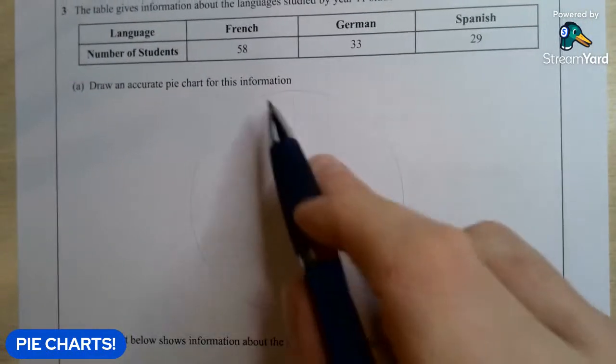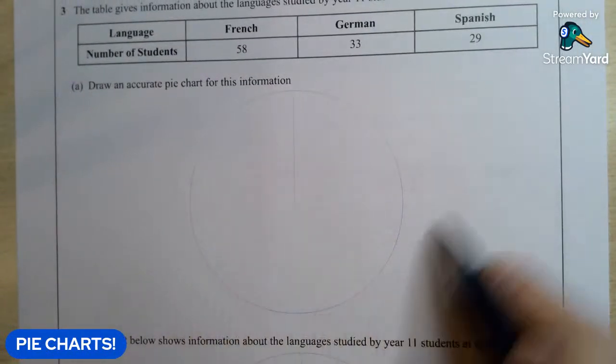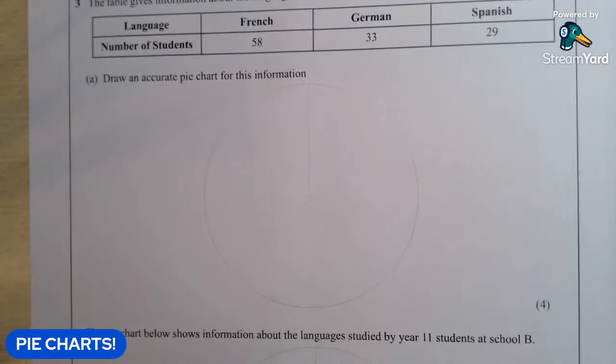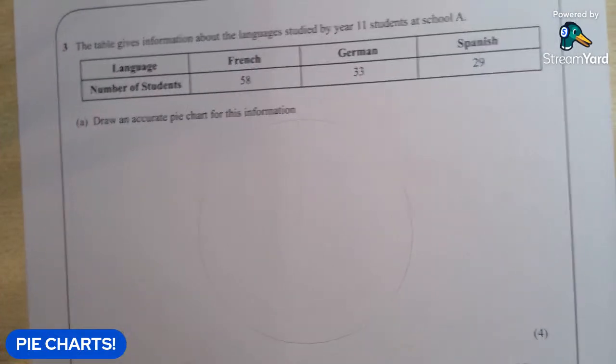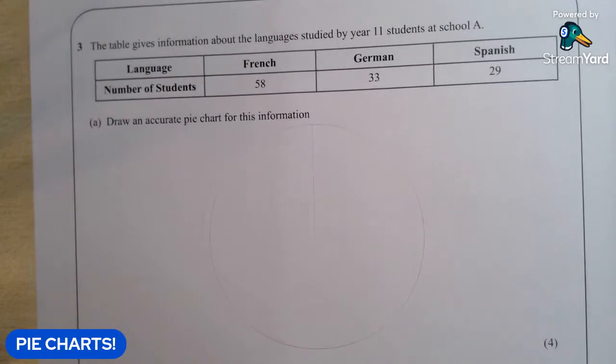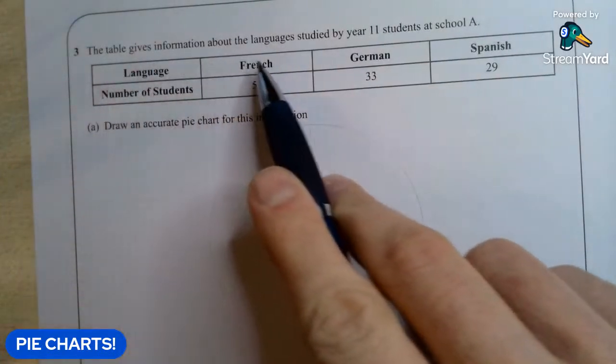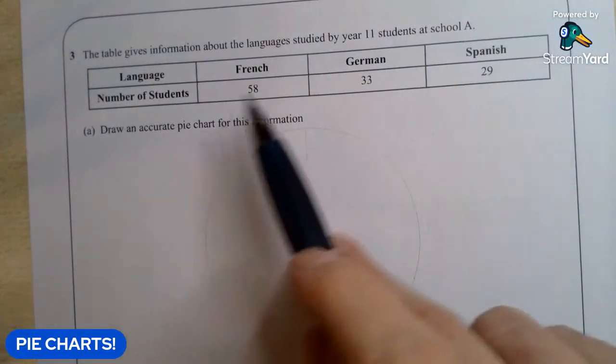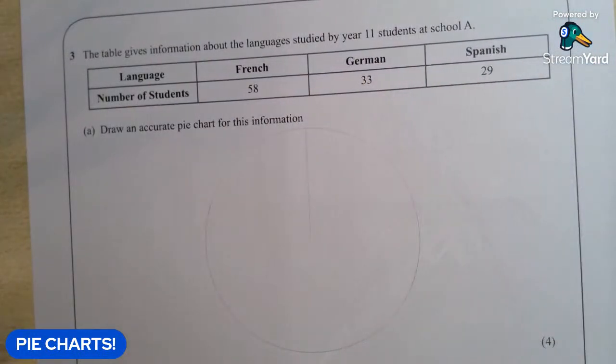Right then, the circle in this one is already drawn for you. That is pretty standard. I haven't seen a pie chart question where you have to draw the circle yourself. Very unlikely you ever have to. Right, the table gives information about the languages studied by Year 11 students at School A. Draw an accurate pie chart for this information.